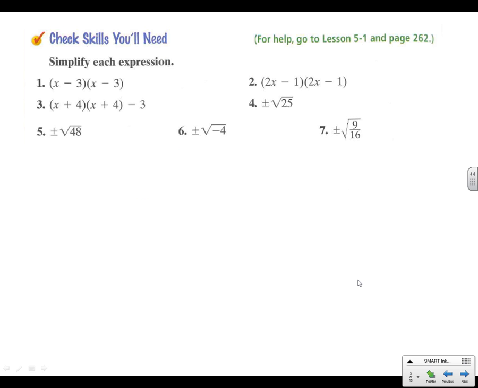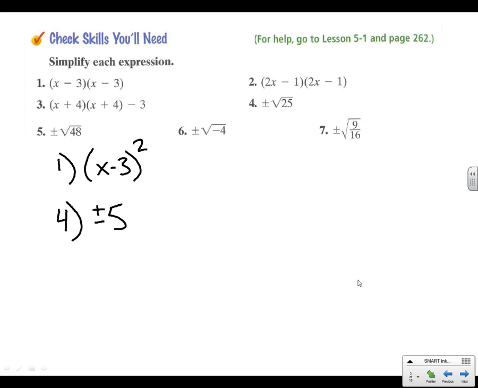Alright, so a couple skills we're going to need in this one. We're going to simplify each expression. Let me do 1, and that will help you take you through 2 and 3, and then I'll do 4 as well. So number 1, x minus 3, there's 2 of them, so we can write squared. That's all we're looking for on that one. It's a perfect square. 2 and 3 work in a similar way. And number 4, the square root of 25 is 5. You should be able to do the rest.